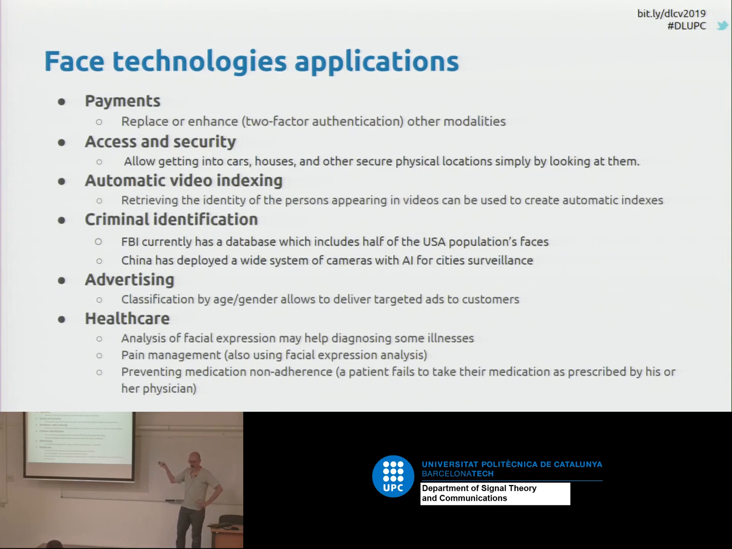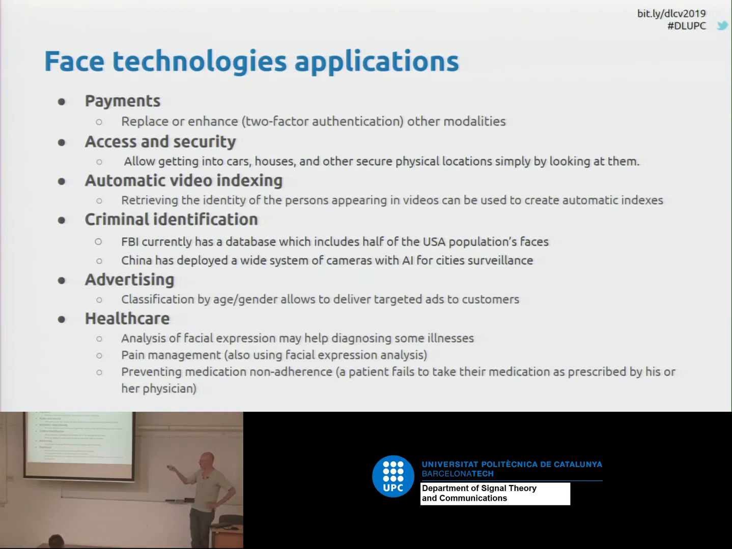But there are also other applications, in automatic video indexing, for instance. Nowadays there are a lot of hours of video, and if you want to look in a huge video database and recover something from it, you need indexes. And for these indexes, the identity of the person is very relevant. So detecting and recognizing the relevant persons that are in the videos is very important for this reason.